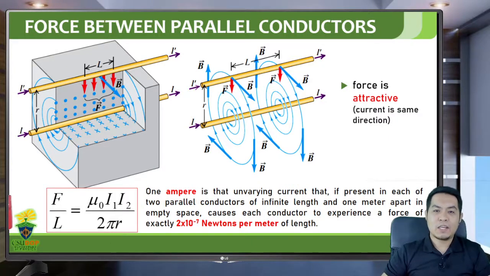And the unit called ampere is actually based on the measurement of the force between two parallel conductors. So 1 ampere is defined as that unvarying current that is present in each of two parallel conductors of infinite length and 1 meter apart in empty space, which causes each conductor to experience a force of exactly 2 times 10 to the negative 7 newtons per meter of length. That's essentially the definition of 1 ampere.